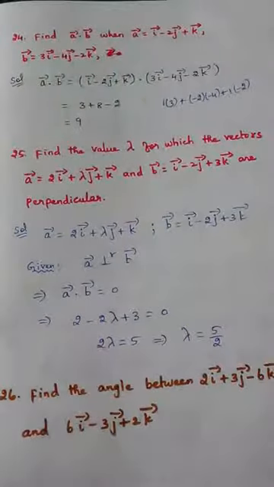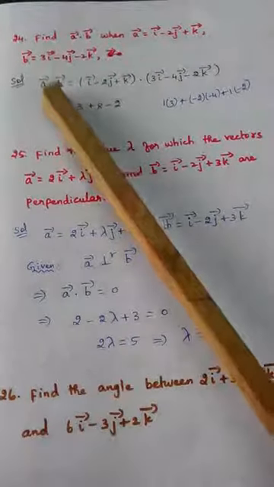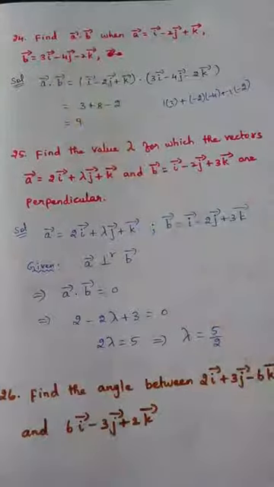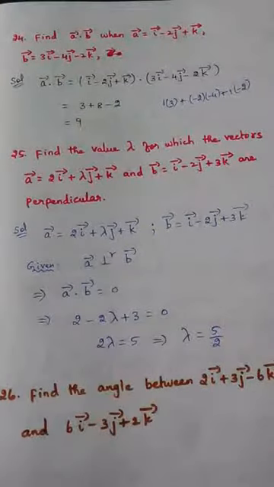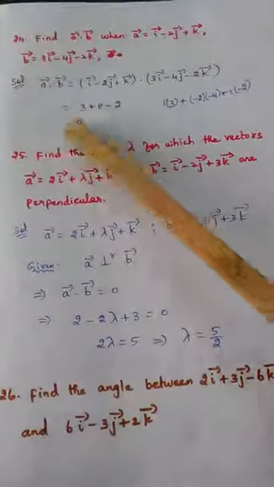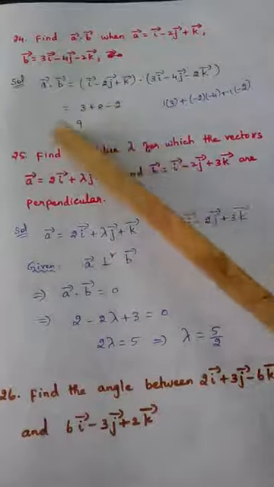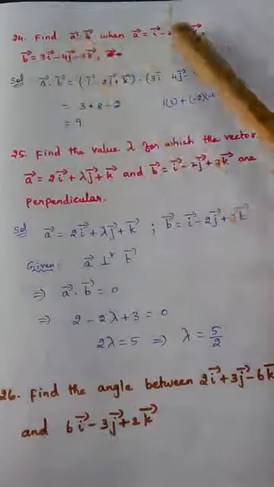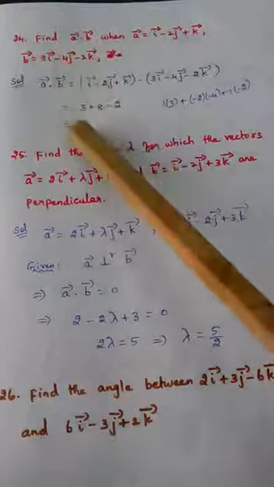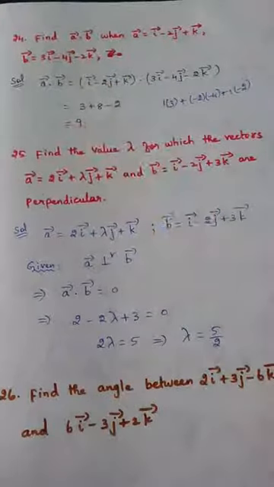So always keep in your mind, when we make a dot product of two vectors, the answer will always be a number. You should keep this in your mind. When we dot product two vectors, the answer will always come as a number. Okay.